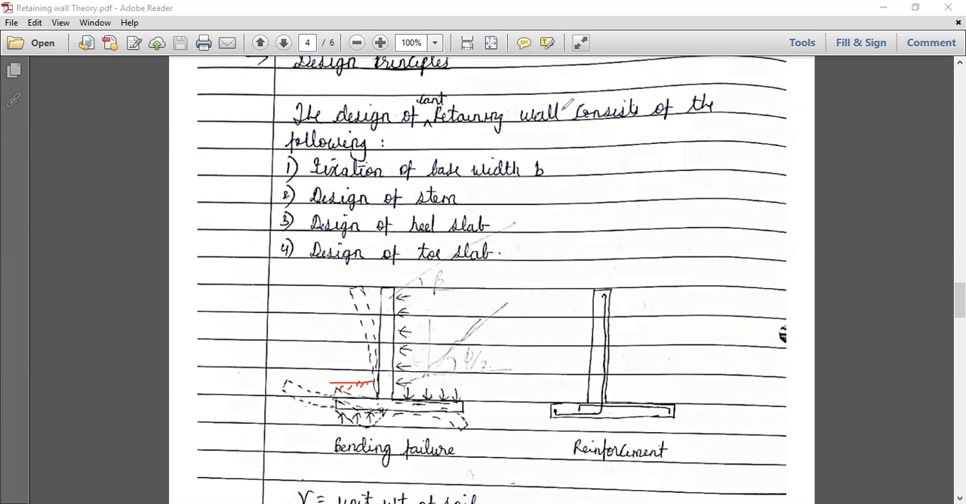Okay, so this is the behavior, the typical behavior of a cantilever retaining wall when it is subjected to the backfill pressure. So this is the bending of a retaining wall. This is important, it might be asked as a theory question. The behavior of a retaining wall when it is subjected to the backfill pressure, how it is going to behave. Our design principle is dependent on this. Once you have understood how it will behave under loading, then we can provide the reinforcement.